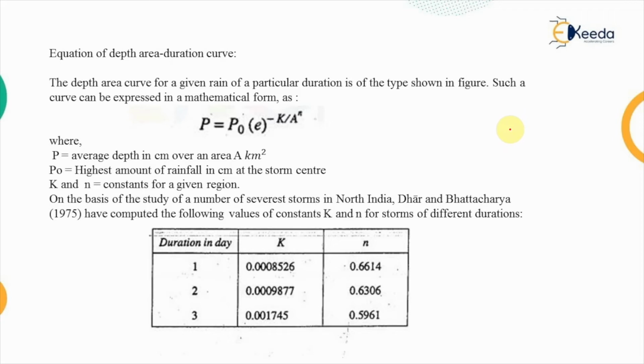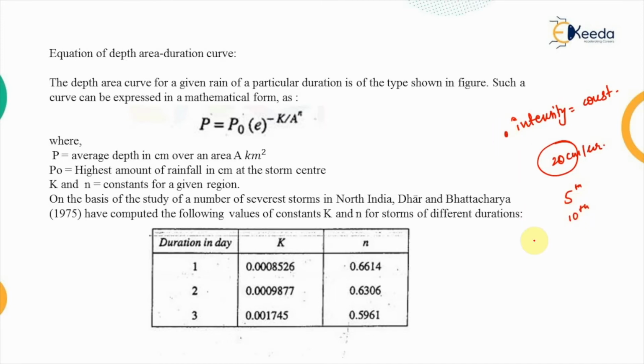The assumption is that the intensity of the storm is constant. That means if initially at the end of the 1 hour the intensity was 20 centimeters per hour, that is very high. So if in the 1 hour the rainfall being recorded by the rain gauges is 20 centimeter, that will remain at the end of the 5th hour, or at the end of the 10th hour, or at the end of the storm. Whatever be the duration, the intensity will remain the same.